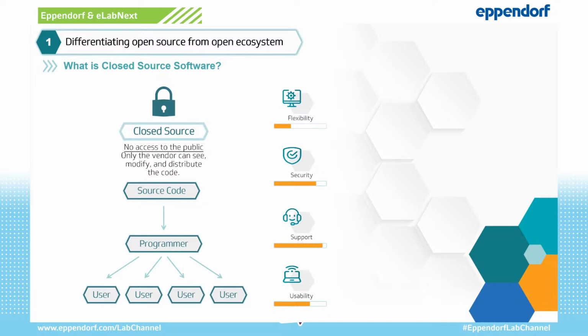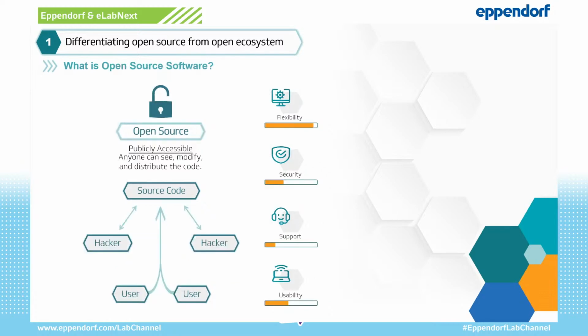So if we now compare this to an open source software, again, I think it's already explained by the name. Open source means the source code is publicly accessible. Anyone can see it, anyone can modify it, and then the code is distributed. So flexibility in this case is very high. Anyone can add applications, change a little bit of how the software works, or add an additional functionality, an extra button, and so on, which makes flexibility high.